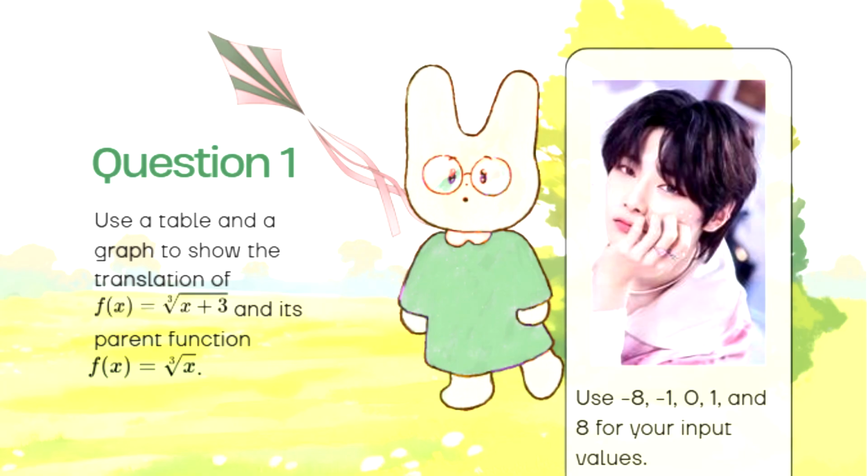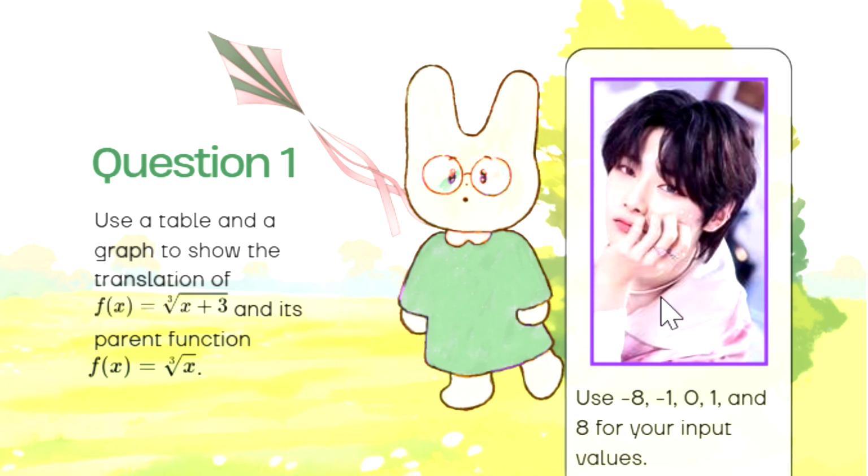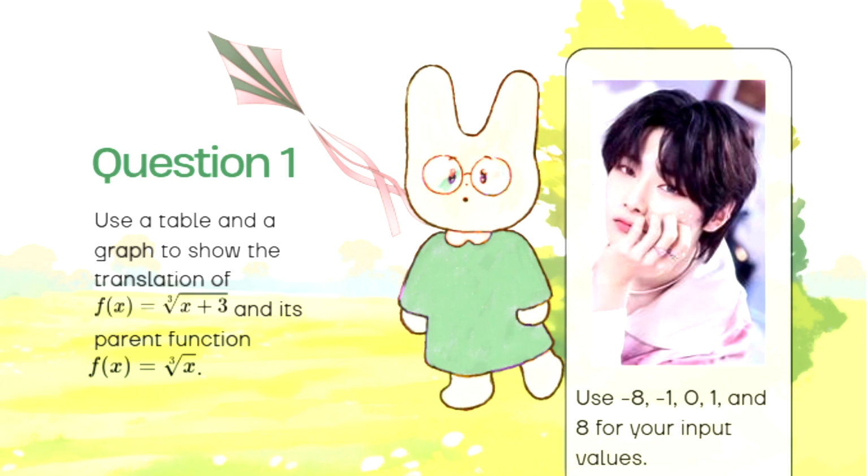Question number 1, use a table. This is your turn. We have baby bread here. This is Ian. He has 2 different personalities. Today is baby bread. He's going to help us use a table and a graph to show the translation of f of x is equal to the cube root of x plus 3 and its parent function f of x is equal to the cube root of x. Use negative 8, negative 1, 0, 1, and 8 for your input values. The reason we're using these values is because they make nice cube roots. So like the cube root of negative 8 is negative 2.